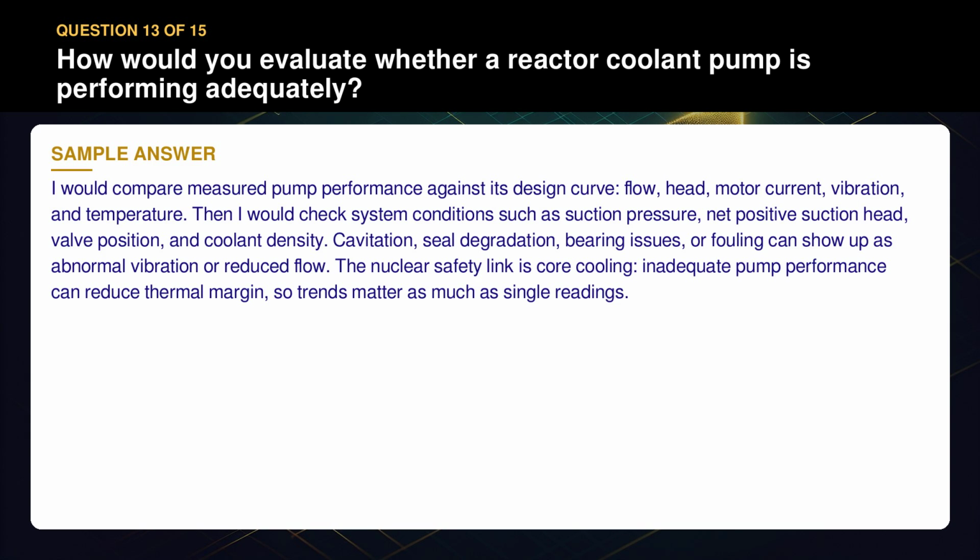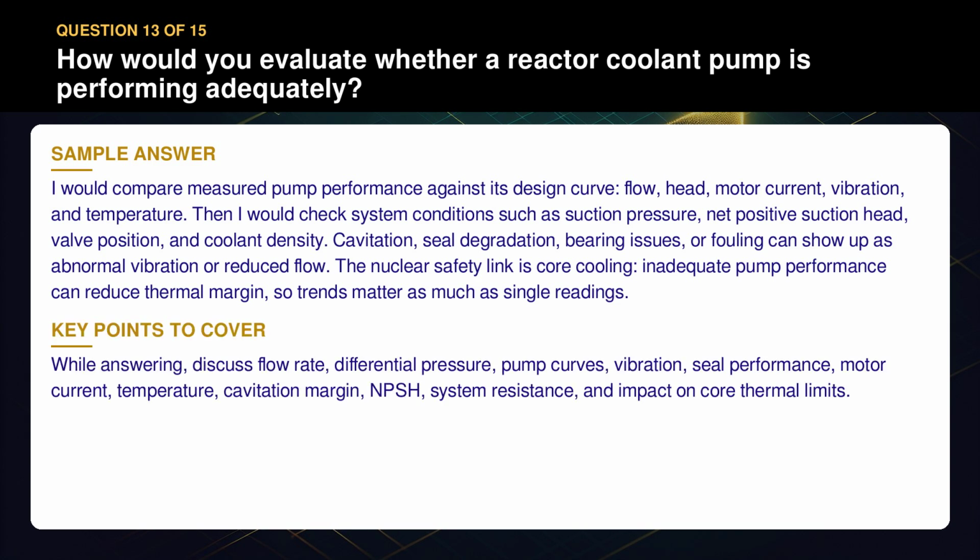The nuclear safety link is core cooling. Inadequate pump performance can reduce thermal margin, so trends matter as much as single readings. While answering, discuss flow rate, differential pressure, pump curves, vibration, seal performance, motor current, temperature, cavitation margin, NPSH, system resistance, and impact on core thermal limits.